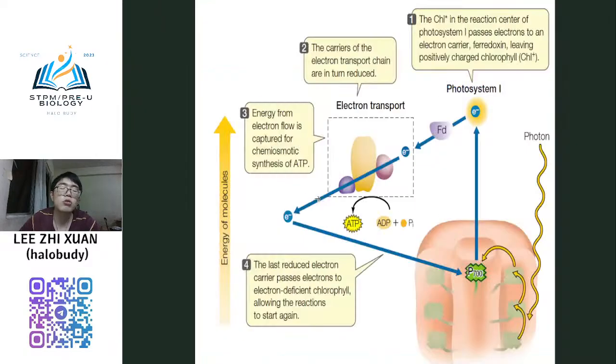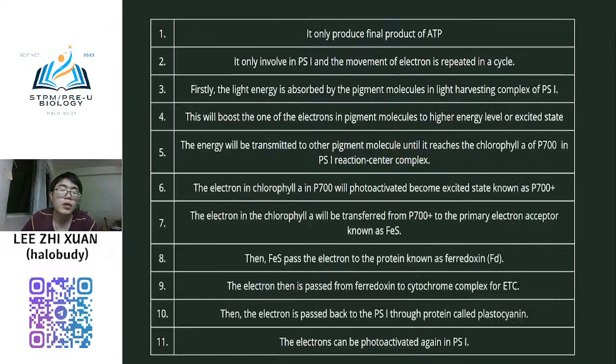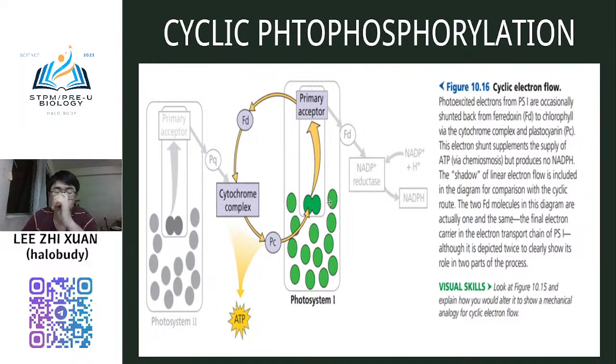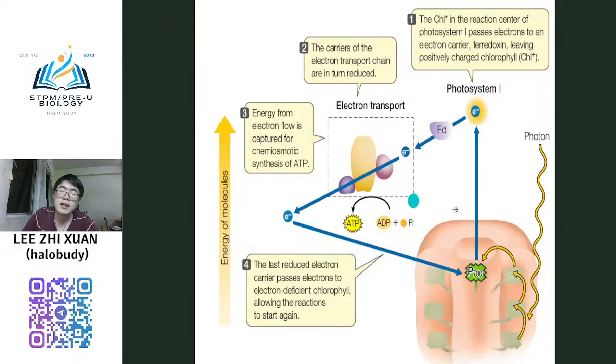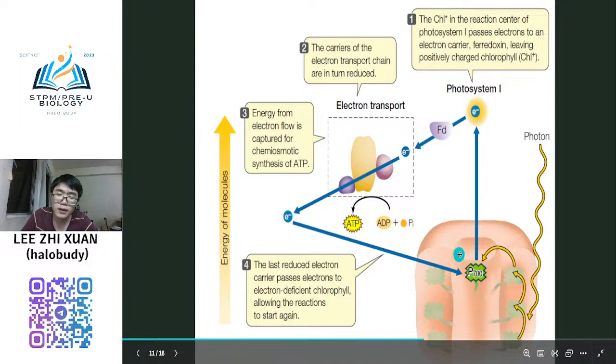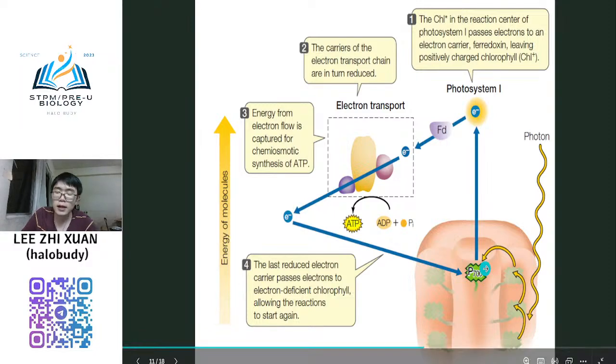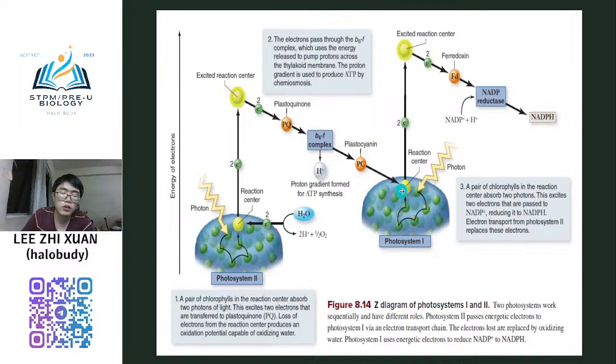Okay, now we go to the cyclic one. The cyclic one is actually simpler compared to non-cyclic. Cyclic only involves PS1. After the similar reaction, firstly the light and the chlorophyll A in PS1 will also absorb the light energy, and then this energy will be transferred to the reaction center.